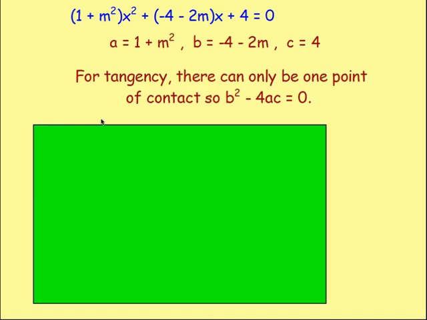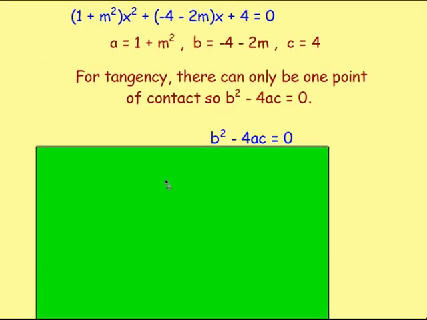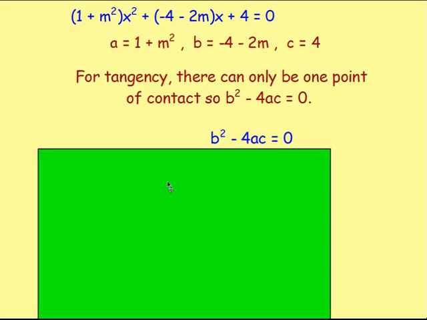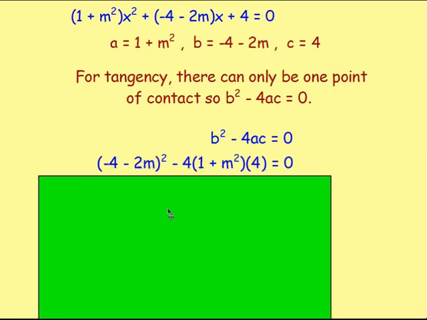Going over the page then, this is just what we had. So if you have b squared minus 4ac equals 0, well, you can then sub in the values for a, b, and c. So b squared will be negative 4 take away 2m all squared, take away 4 times a, which is 1 add m squared, times c, which is 4.